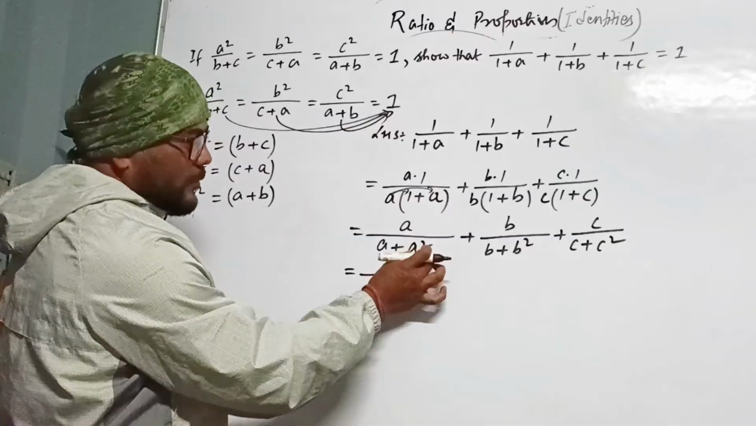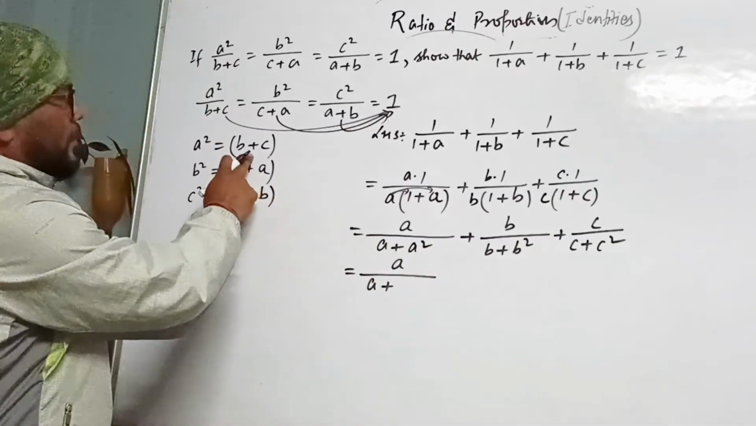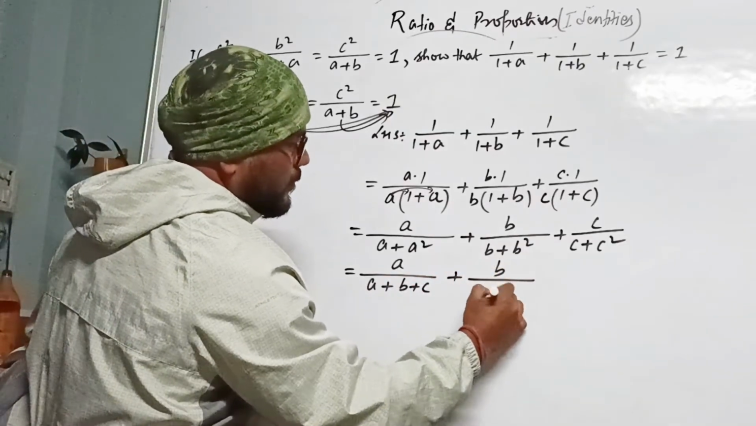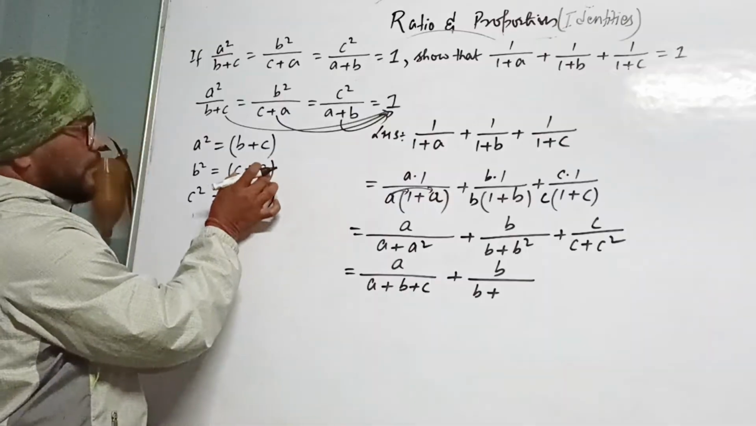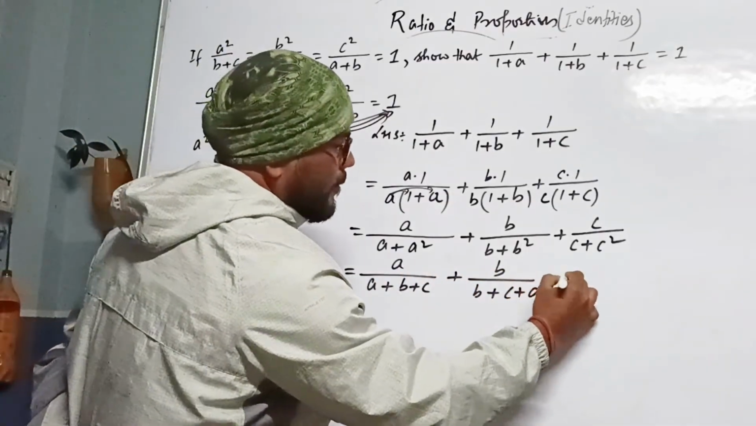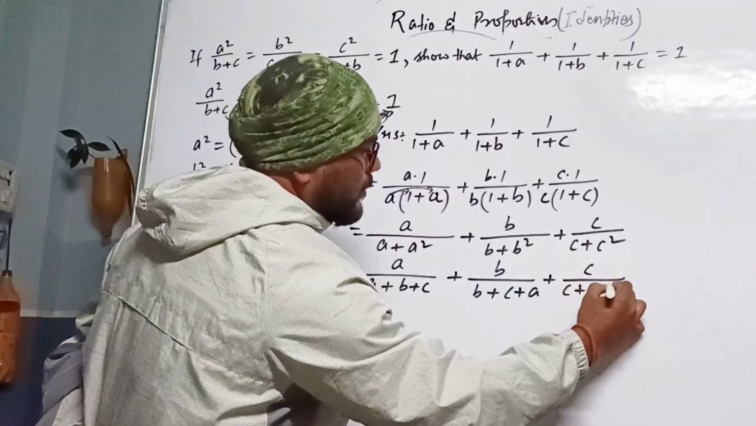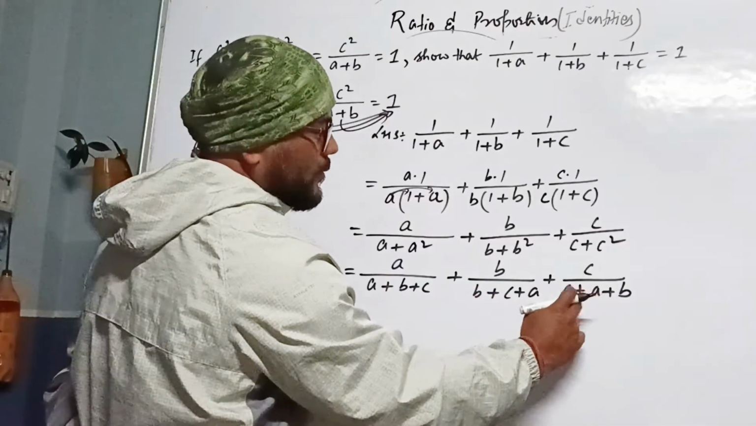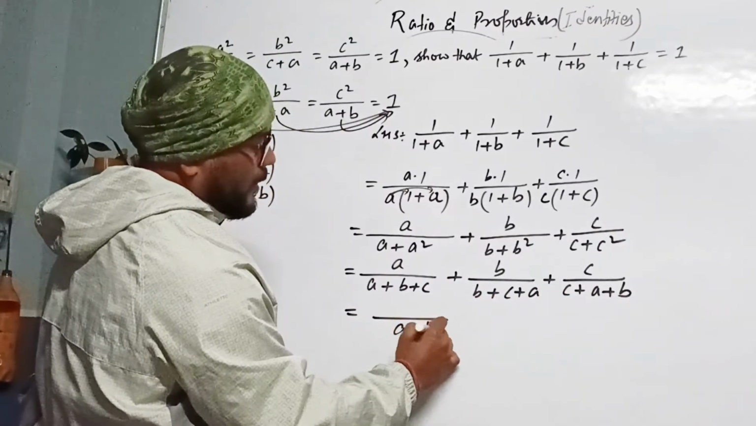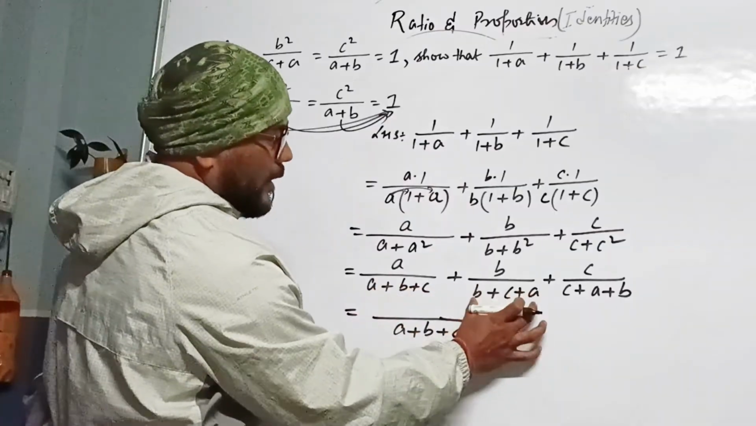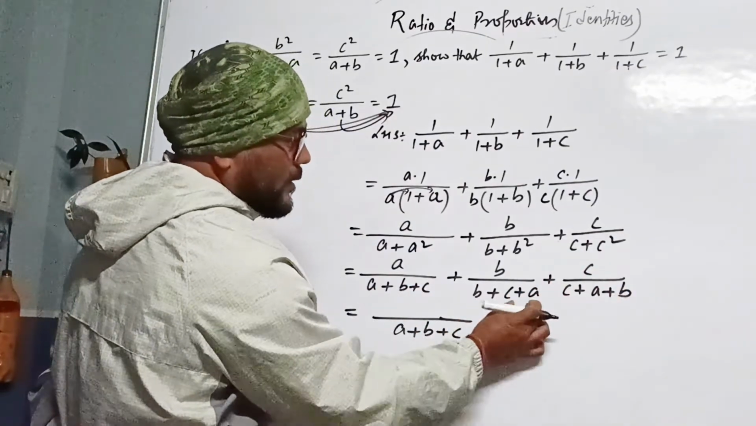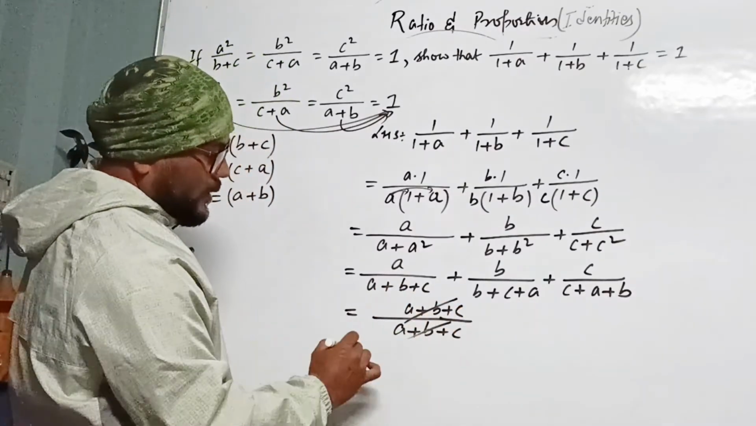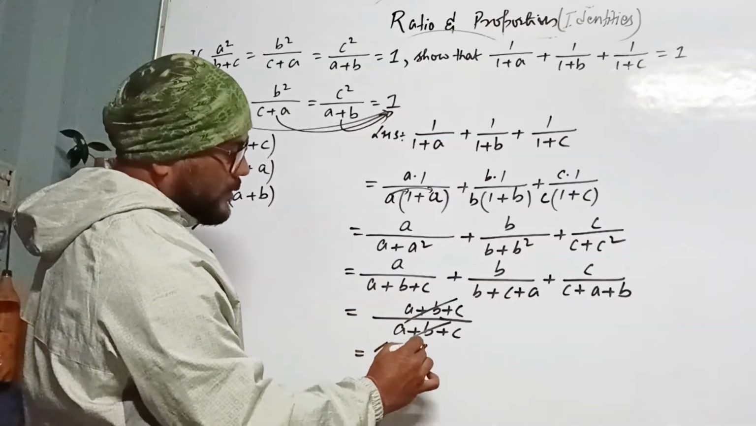Now it becomes easier to substitute the value of a square. a square means b plus c. In place of b square, you write down c plus a, and in place of c square, you write down a plus b. Now you can arrange this as a plus b plus c in each denominator. So I am just rewriting a plus b plus c in the denominator: a plus b plus c, a plus b plus c, and a plus b plus c. Now you can easily cancel this, and you finally get the value as 1.